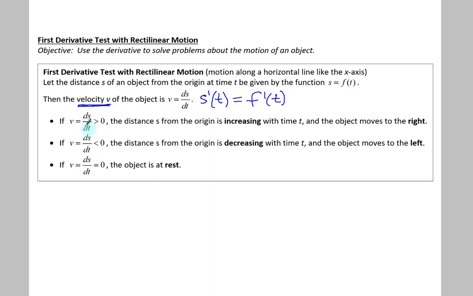If the velocity, or s prime, ds dt, the derivative of position, is greater than 0, positive, the distance s from the origin is increasing with time t, and the object moves to the right. If the velocity, the derivative of position, is less than 0, negative, the distance s from the origin is decreasing with time t, and the object moves to the left. Remember, rectilinear motion is motion along a horizontal line, so that's only moving right and left. If the velocity, the derivative of position, equals 0, the object is at rest.